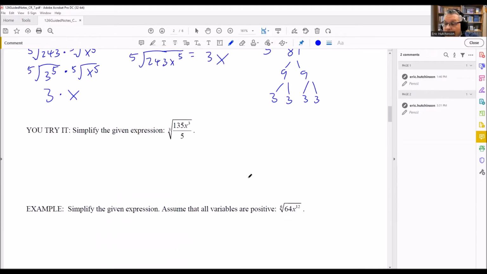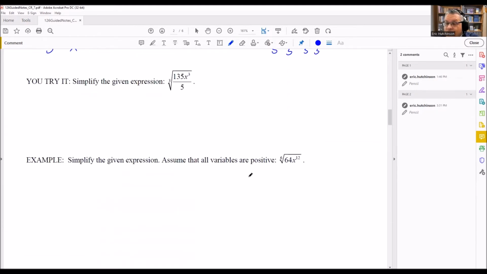Let's do a couple more examples. All right, so this one, it may look like we're going to apply the quotient property here, but if we do, what's going to happen is we have the cube. This is a 3 here, so that's a cube root of 135x cubed, and we have the cube root of 5. Well, the cube root of 5, you can't do anything with that, and the cube root of 135, you're not going to be able to do anything with that either. So instead, you might want to try and divide these numbers first to see what we get as a result.